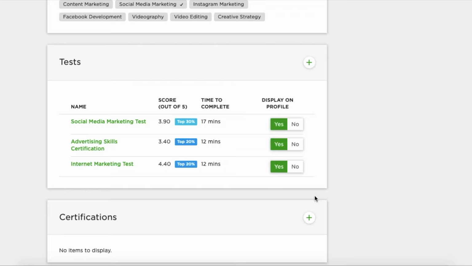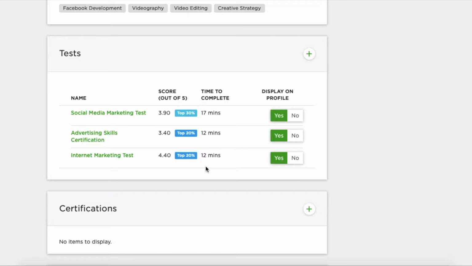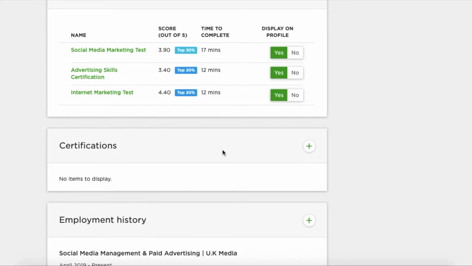So even just going and getting, I just searched social media, advertising, and internet marketing and just took them. It didn't take very long, as you can see, 12 minutes, 17 minutes, 12 minutes, and I scored in the top 30 percentile, top 20. Like they're not hard tests. And realistically, you can Google answers. It is timed, but you can Google some answers. So just take some tests. It looks visually appealing, and it just looks more trustworthy to a customer. It solidifies that you know what you're talking about.